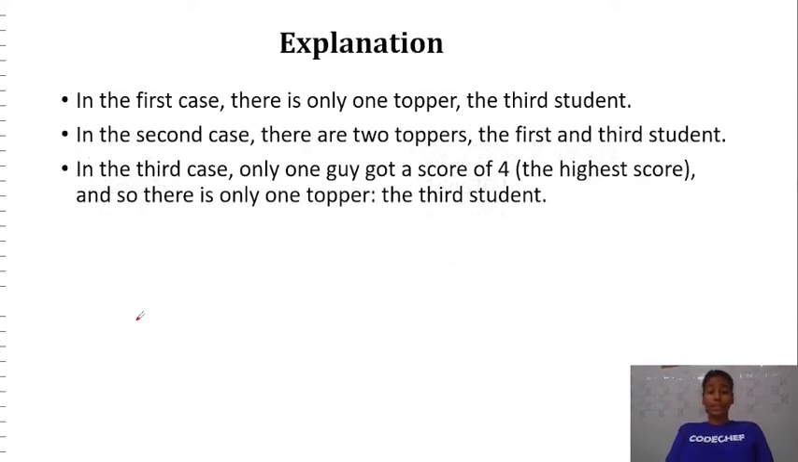So this is the explanation of the example we saw earlier. In the first case, there is only one topper, that is the third student. In the second case, there are 2 toppers, that is the first and the third student. And in the third case, only one student got a score of 4, that is the highest score. So there is only one topper in the third example, that is the third student.